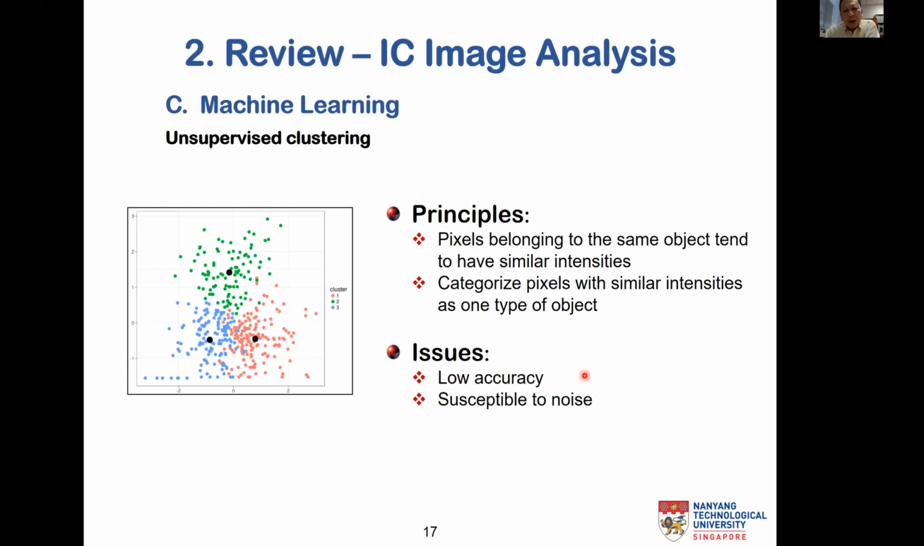Let's look at the reported machine learning. For reported machine learning, there is one technique called unsupervised clustering. For unsupervised clustering, it clusters the three different groups of components, for example, or this object. The pixels belonging to the same object tend to have a similar intensity, so you can cluster them and hopefully break them into three different groups. However, the issue is low accuracy and susceptibility to noise.